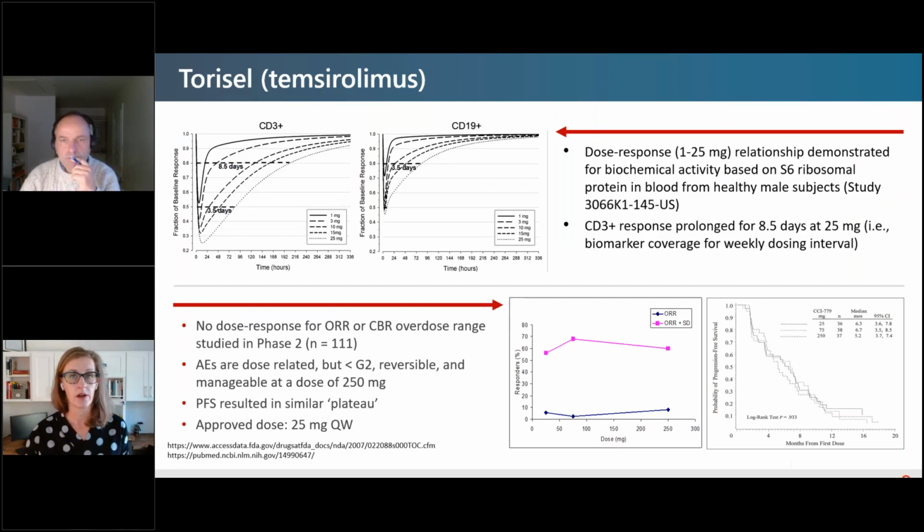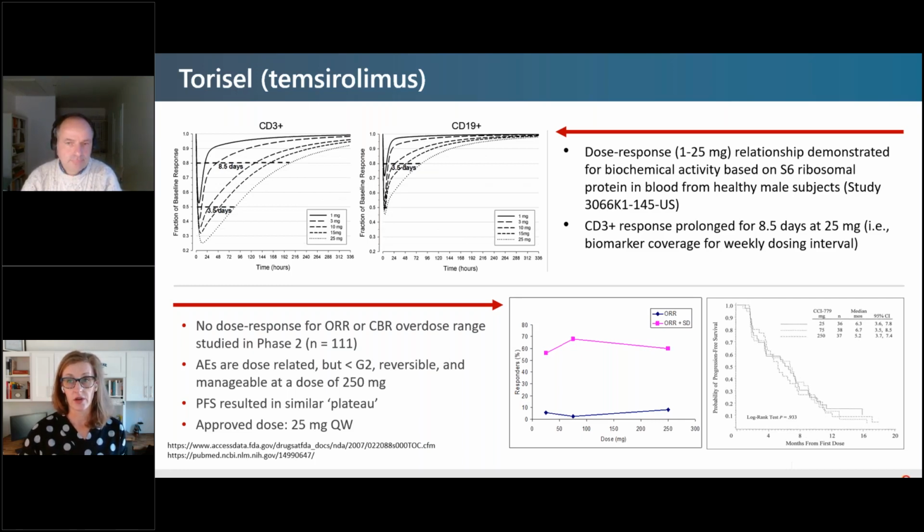Torcel is one of the drugs I worked on while I was at the FDA, which had legitimate dose-finding data which contributed to its approval. In addition to PFS being established across the dose range, early readouts on overall response, shown in the bottom two graphs, showed a lack of a dose response, which supported a 25 milligrams weekly dose, even though the overall safety profile across this 25 to 250 milligram dose range was rather innocuous.